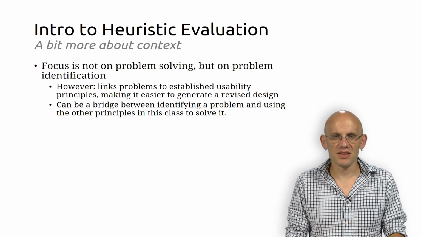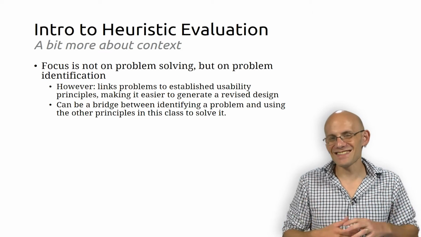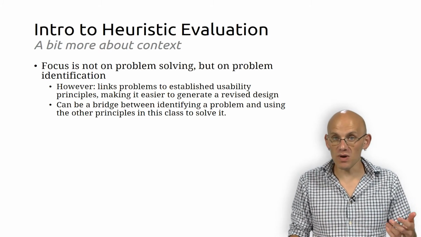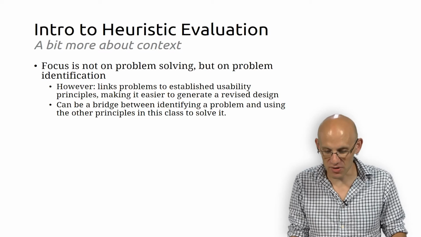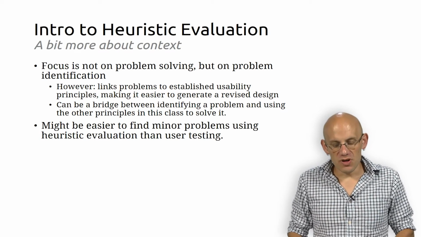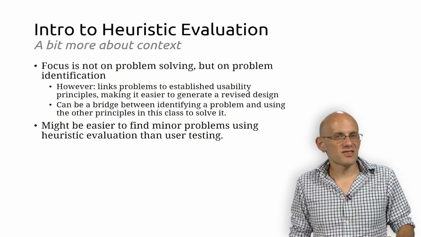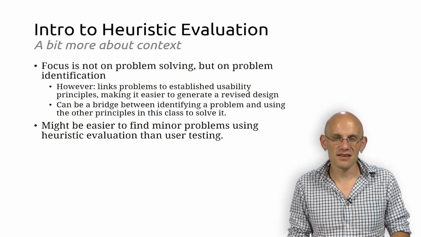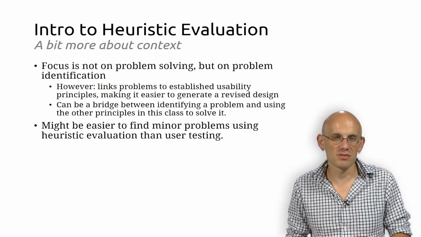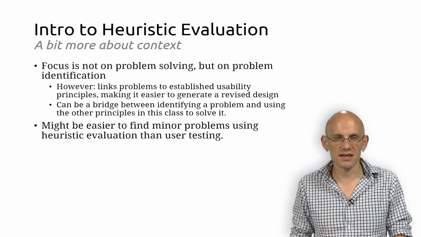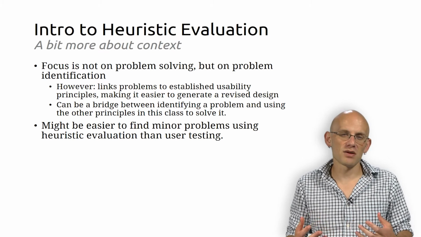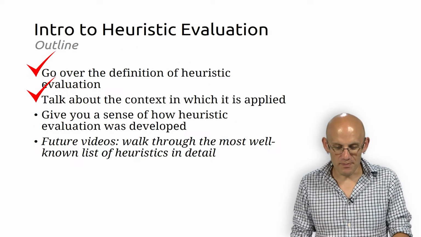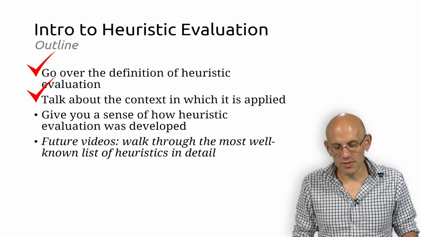So in practice, I've found that while heuristic evaluation is not intended to solve problems, it certainly can help us solve problems, as well as, of course, its main purpose, identifying problems. And it's important to point out, too, that one of its strengths relative to user testing, remember that they're complements, is that heuristic evaluation can find minor problems generally more effectively than user testing. So, for instance, minor problems with consistency. We'll talk about that in the next couple of videos. Okay, so that's all I wanted to say about context.